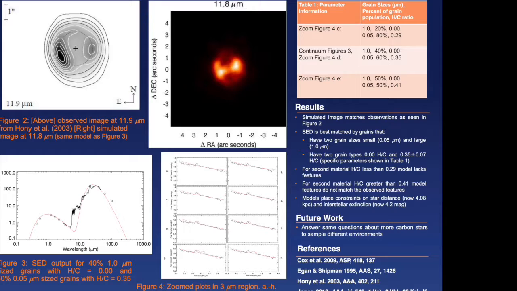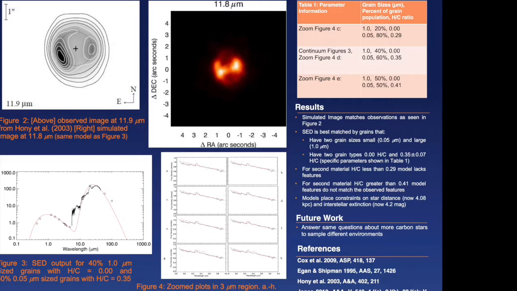First, for figure 4, part C, there are 2 usual grain sizes for my simulations, 1 micrometer large grains and 0.05 micrometer small grains. Here, there are 20% of the large grains with a hydrogen fraction of 0, and 80% of the small ones with a hydrogen fraction of 0.29. For figure 4, part D, and figures 2 and 3 mentioned before, there are 40% of the 0 hydrogen fraction and 60% of the 0.35 hydrogen fraction.